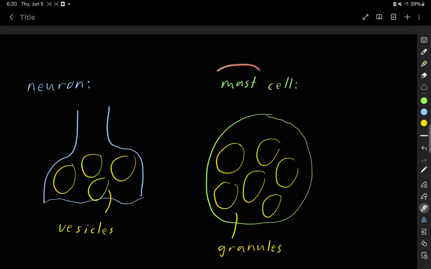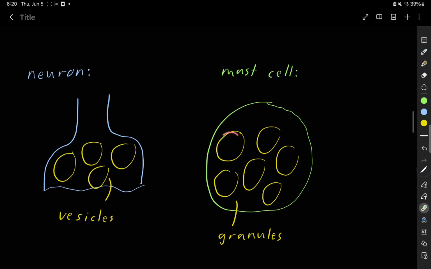And on the other hand, here you have a mast cell, which, as we said before, is a storage cell. So it's loaded with these little compartments, similar yellow circles, except these are called granules instead of vesicles. Very similar idea, just a different type of name. Vesicles are associated with neurons. Granules are associated with mast cells, but they basically serve the same purpose. They can store messenger molecules until they're really needed, at which point they can get released out of the mast cell and into the extracellular space. So histamine can be stored inside vesicles or inside granules.